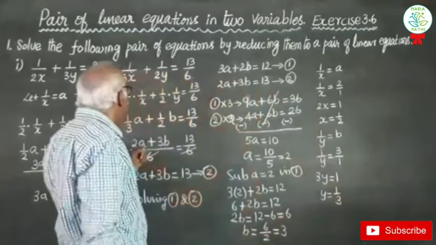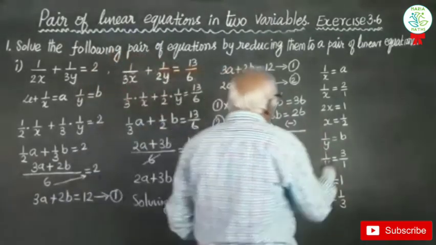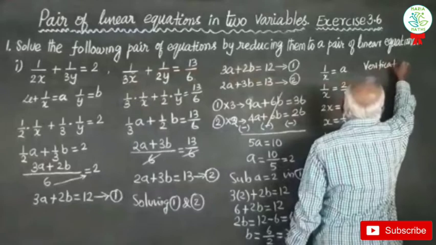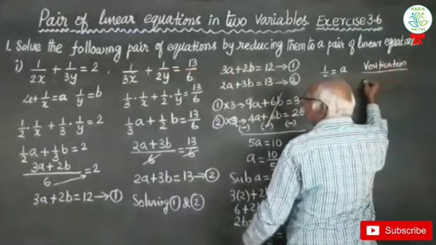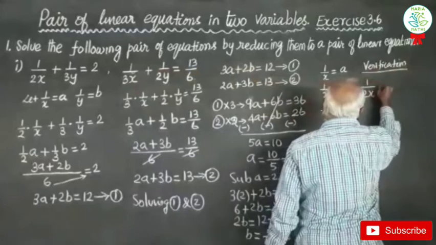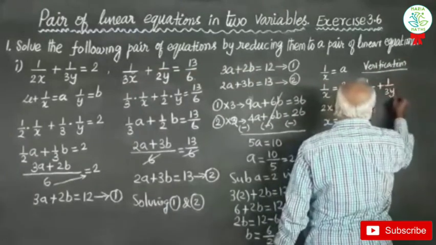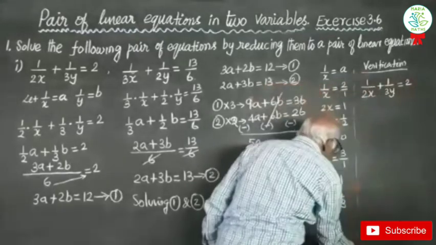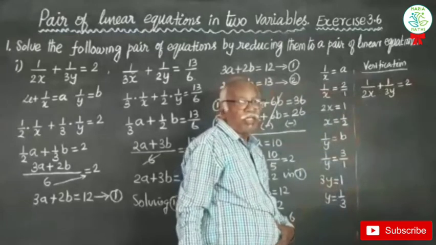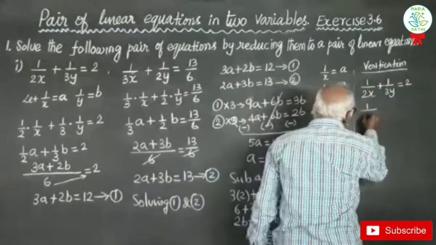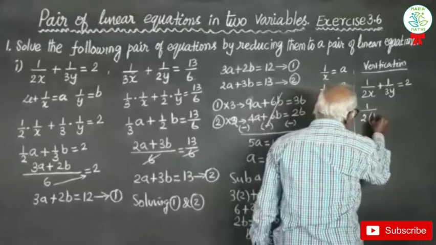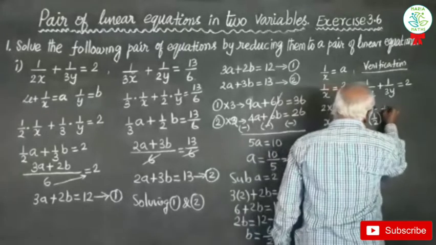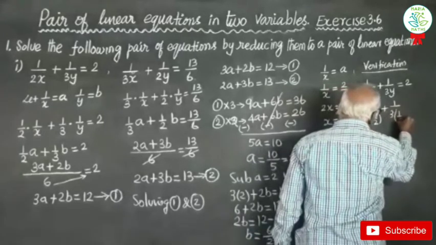How to check our answer is correct? Take any one of the equations. First equation: 1 by 2x plus 1 by 3y equal to 2. Therefore 1 by 2 into 2, plus 1 by 3 into 3.